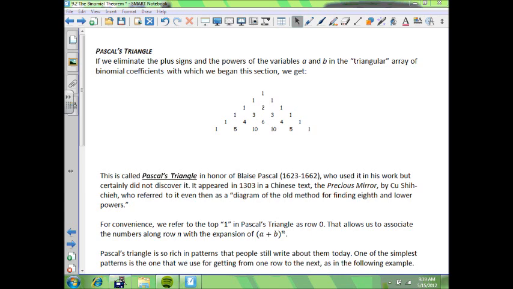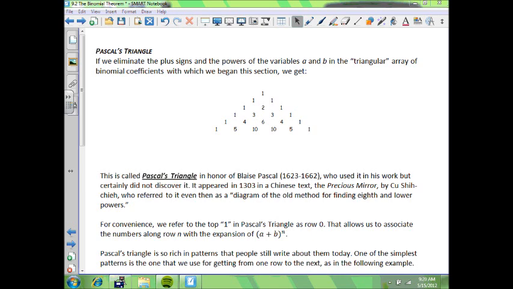For convenience, though, we refer to the top one in Pascal's triangle as row 0. This allows us to associate the numbers along row n with the expansion of a plus b to the n. So if you notice, we have 1s all around the top of the triangle. We'll have 1 in row 0, a plus b in row 1. Then we take the 1 and the 1 and we get 2. In the next row, we take the 1 and the 2 and get 3. 1 and 3 we get 4, 3 and 3 we get 6, and so on. So really, you're adding the two numbers that lead to it.